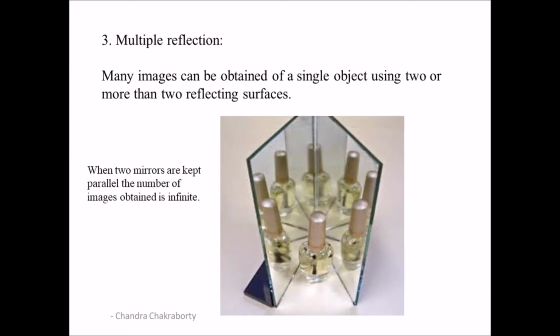Now, the third kind of reflection is multiple reflection. In this image, there is only one object but two mirrors. So using one object and two mirrors, we are able to get so many images of a single object. So what is multiple reflection? In this phenomenon, many images can be obtained of a single object using two or more than two reflecting surfaces. Now there is a point you must remember. If you keep two mirrors parallelly, then the image obtained is infinite.